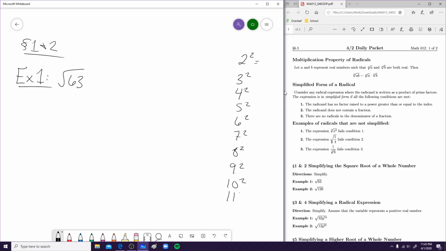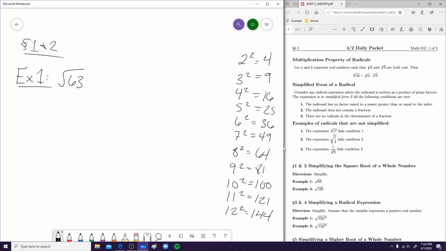Give me 1 second. So 2 squared is 4, then 9, 16, 25, 49. Alright, so we have our table, and these are our perfect squares. Now we want to do the square root of 63. I'm going to look at the first number that is less than 63. The first number would be 49.